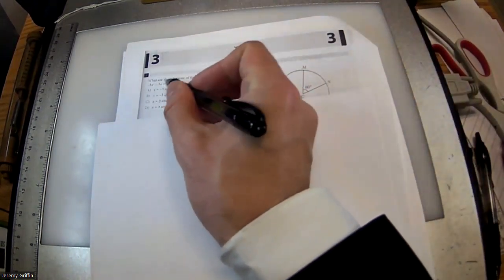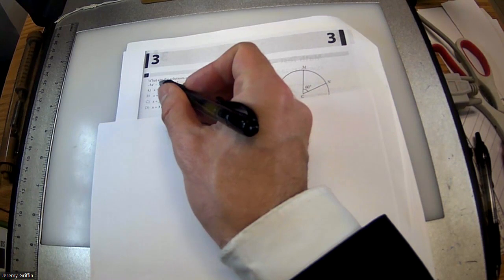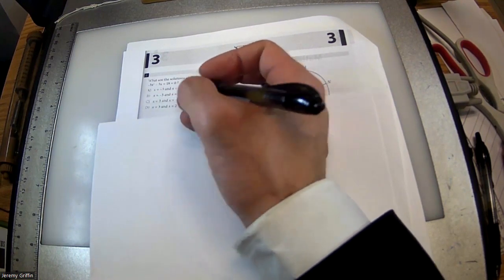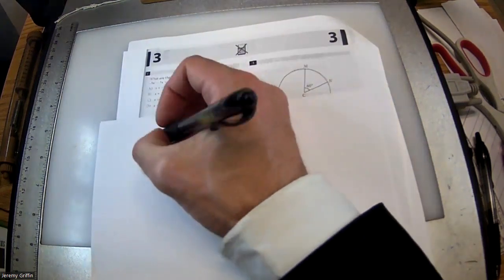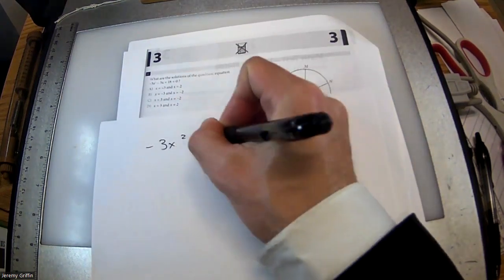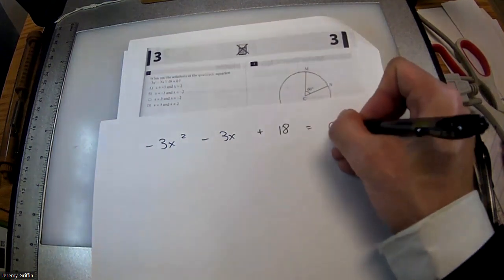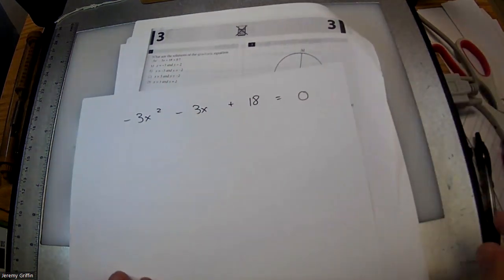All right. So there's different ways to do this. You could break out the quadratic formula. You could go that way. I'm going to do a different method. Oh, here, -3x squared minus 3x plus 18 equals 0. I'm going to do a factoring method. Okay. Sometimes there's multiple ways to solve these.